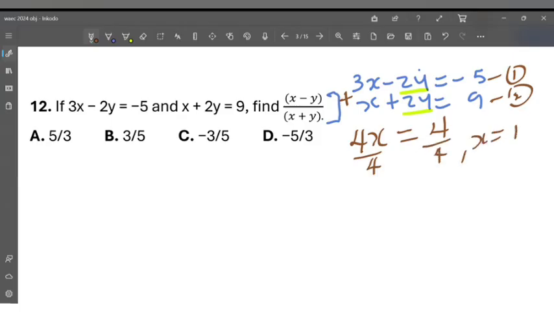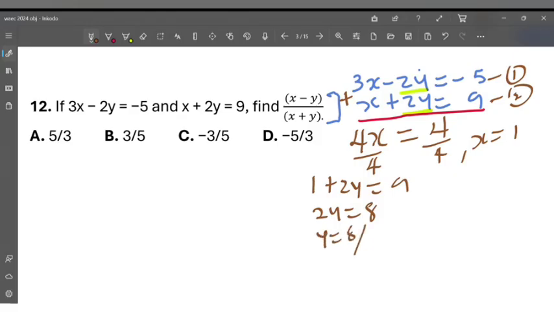Now I can easily substitute x as 1 into, let's say, equation 2. I'm going to substitute my x equal to 1 into this equation. So if I do that, I'm going to have 1 plus 2y is equal to 9. So it therefore means that 2y is equal to 9 minus 1, which is 8. So y will be equal to 8 over 2, which is 4. So now I have that my x is 1 and my y is 4. I can now easily solve the question.